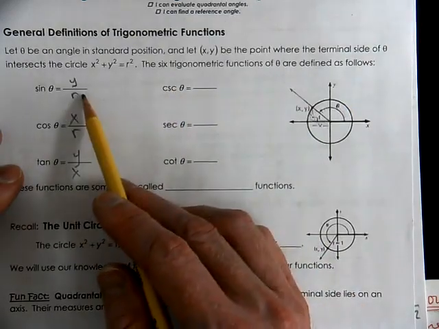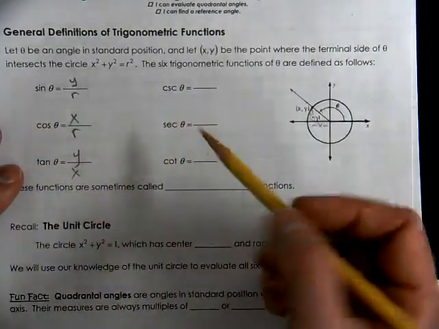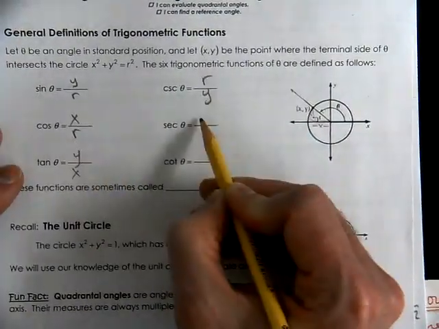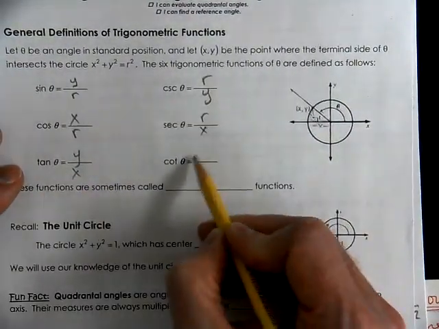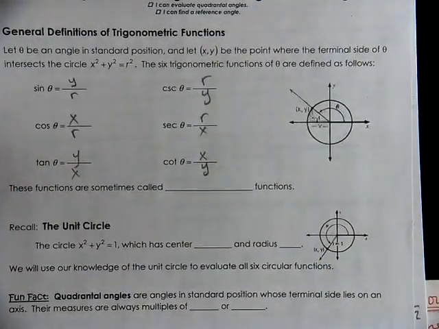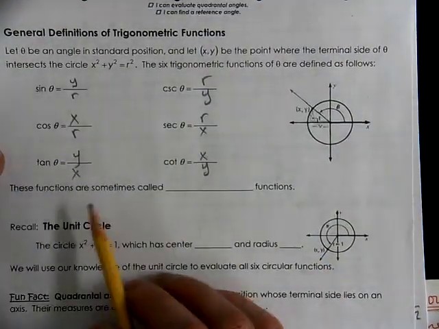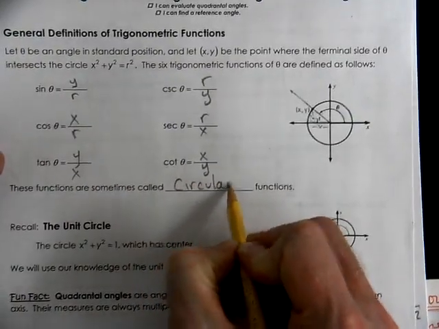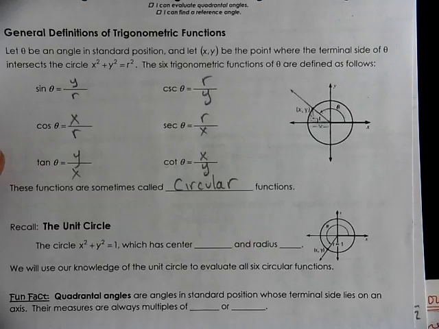Working with cosecant. Cosecant is going to be the reciprocal, so we're going to do r over y and r over x. And cotangent's going to be x over y. So we would call these circular functions.